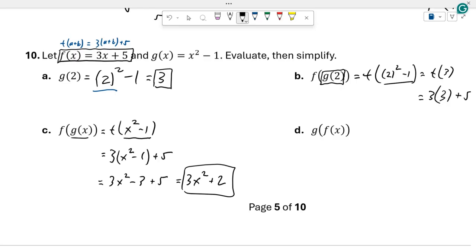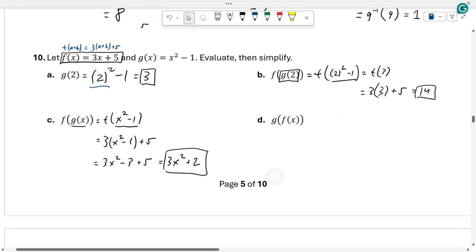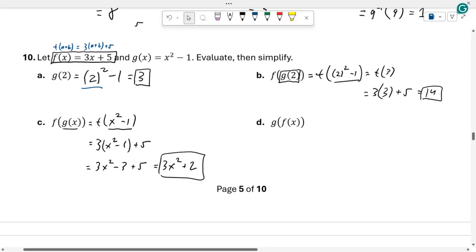And that is my final answer for 10C. Now notice, as predicted, we have a new rule. So this is a new function. You can give it a name, it could be like h of x, or just leave it as f of g of x, whatever. But we have a new rule.